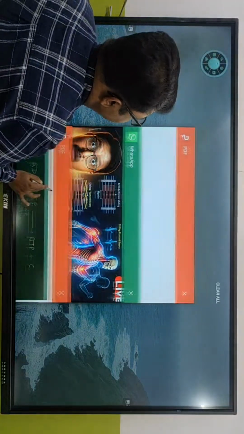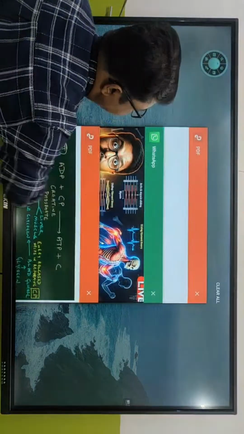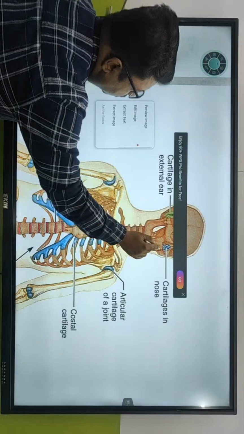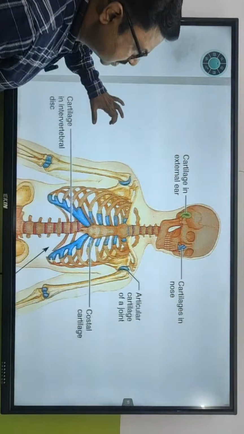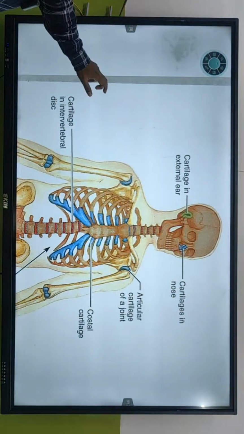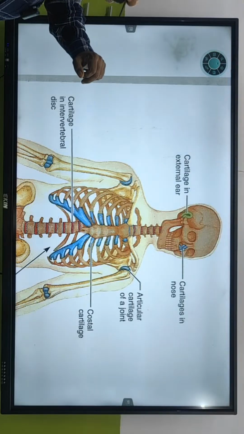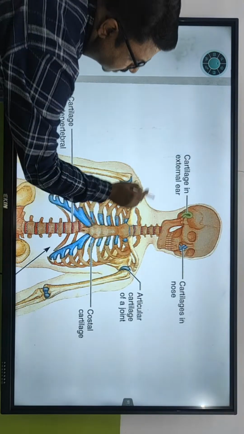Before starting bones, I need to show you a few figures. Let me show you some of the figures of the bones. So this is how the bones look like. Fine. This is just a figure. This is not the actual figure.